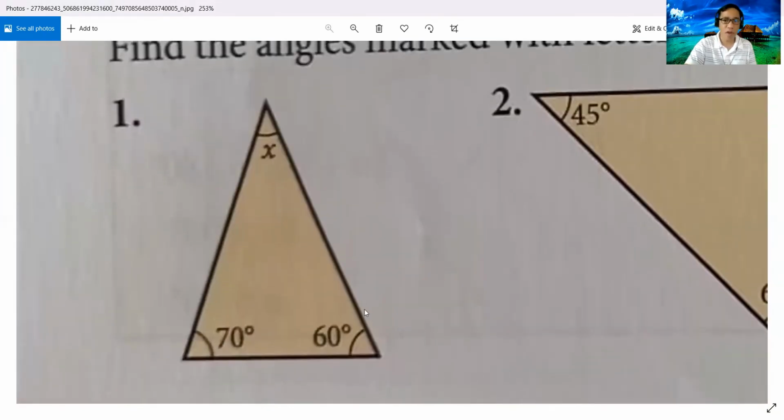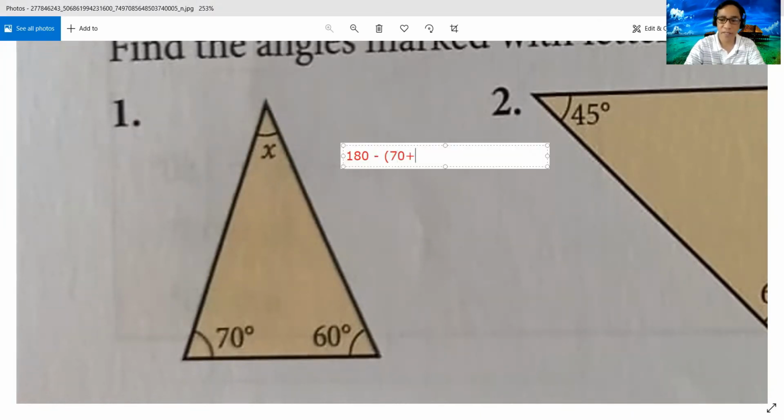In problem number 1, we all know that the sum of internal angles of a triangle is 180 degrees. All you have to do is 180 minus 70 plus 60. So 180 minus, what is 70 plus 60? That is 130 degrees. So 180 minus 130 is 50 degrees. Therefore, angle x here is 50 degrees.